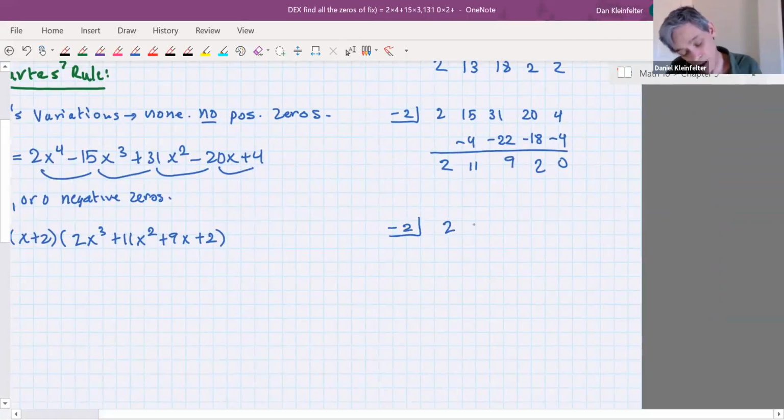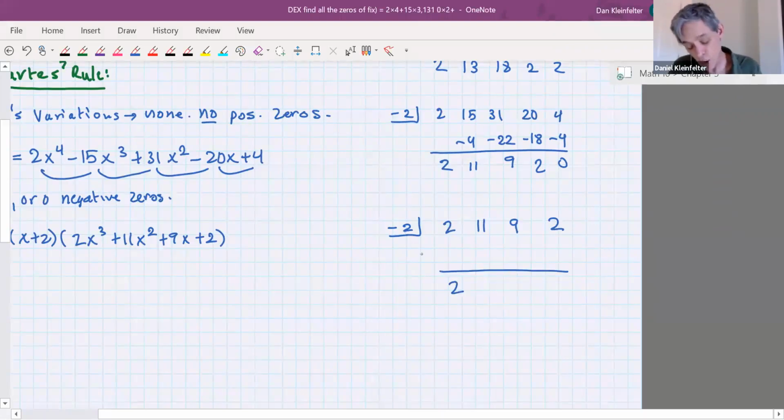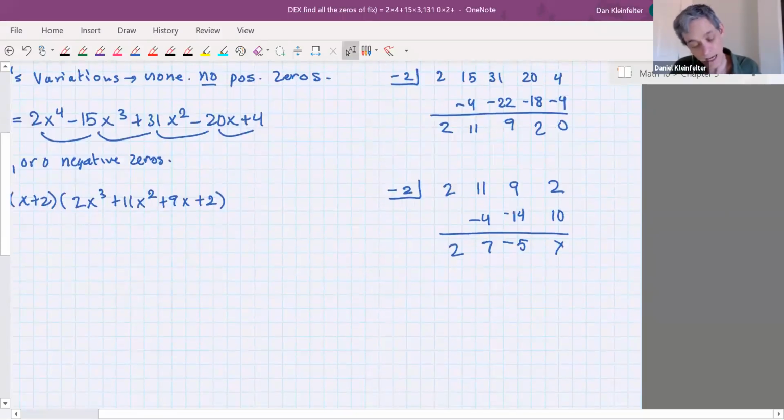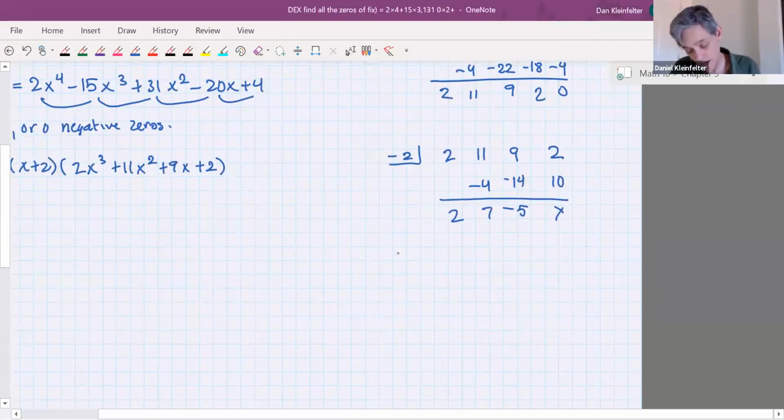So that will be on 2x cubed, 11x squared, 9x, and 2. The 2 will come down, so we're dividing again. So negative 2 times 2 is negative 4. 11 minus 4 is 7. Negative 2 times 7 is negative 14. There's 5. No, that was a negative 14. So negative 5 and positive 10, so that's not a 0. And so then we'll try negative 4 next.